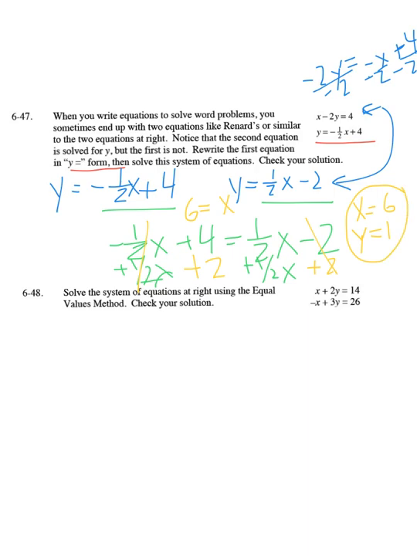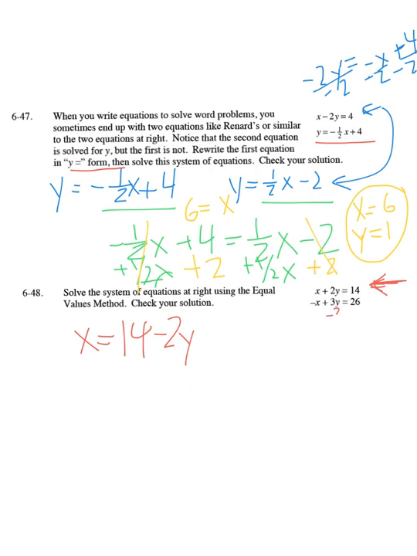Second one, same deal, equal values method. Now for this one, you could get them both equal to y, but just looking at these numbers, I'm going to say it's probably going to be easier if I get them both equal to x. So for the first equation, if I just subtract 2y from both sides, I will get x equals 14 minus 2y.